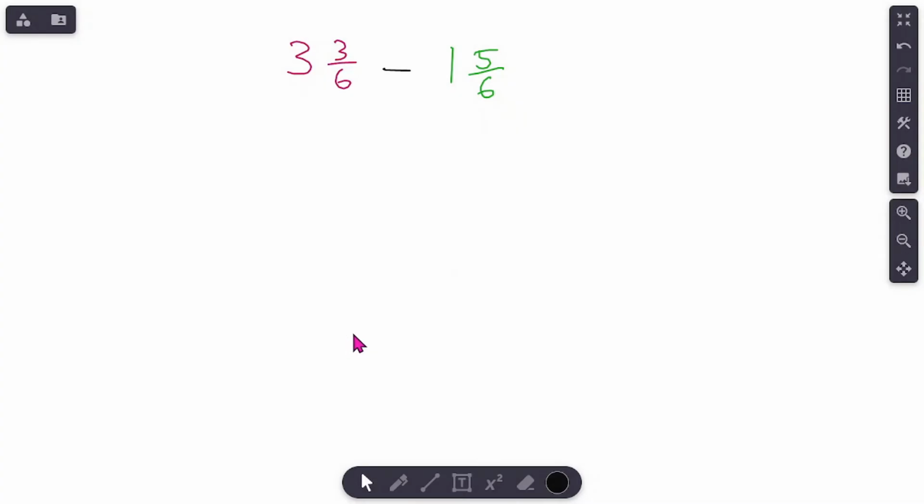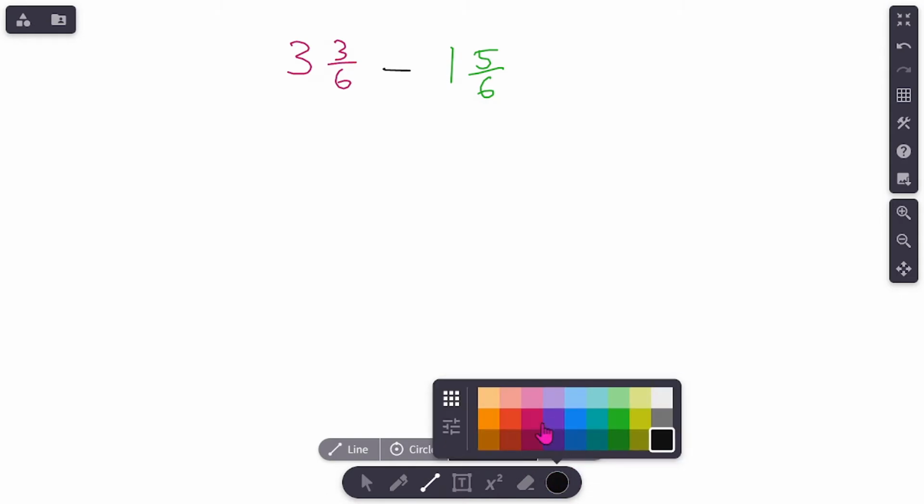Next problem here, we've got 3 3/6 minus 1 5/6. First thing I'm noticing is that both numbers this time have whole numbers. Both of them have fractions. So let's set this up and let's get to subtracting. We need to draw the models for 3 3/6. Let's do that.